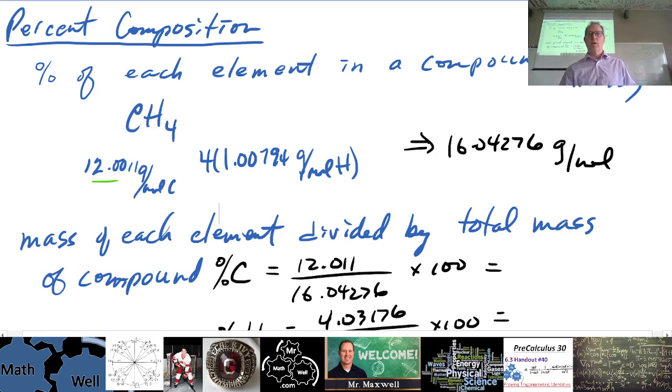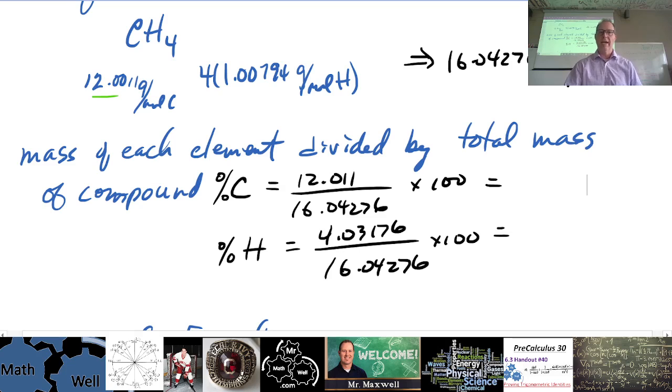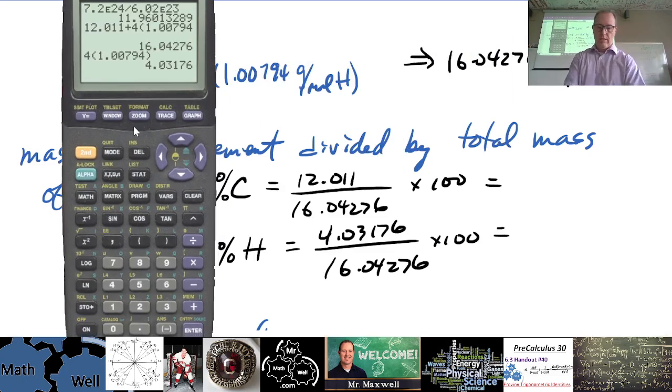So carbon, there's 1 carbon, so we'll use 1 times the mass, right? 12.011. Divide that by the total, and then because it's a percent, we multiply by 100 to get the percent carbon, and we'll do similar for hydrogen. There are 4 hydrogens, so it's 4 times the mass of 1 hydrogen, which is 4.03176 divided by the total, and then we'll get percent there as well. So let's do hydrogen first. I have that up here. So that's divided by 16.04276.